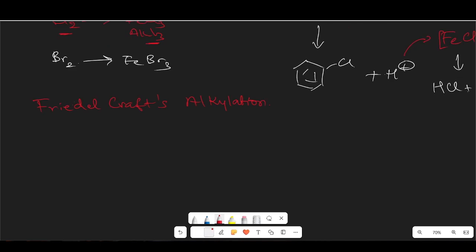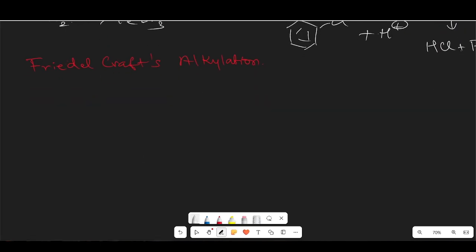Friedel-Crafts alkylation. The mechanism goes the same way. I'm going to use benzene as my arene everywhere, so it makes it easy. Benzene, this is the general reaction. This can also be benzene, that is also benzene, it's both the same. Plus RX, alkyl halide.